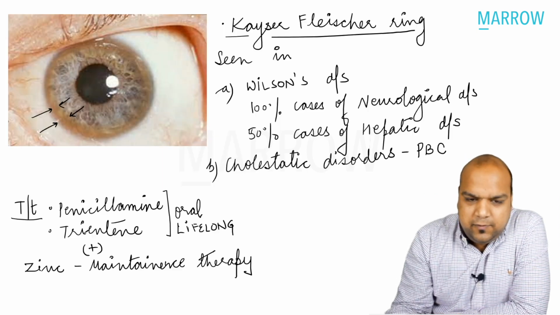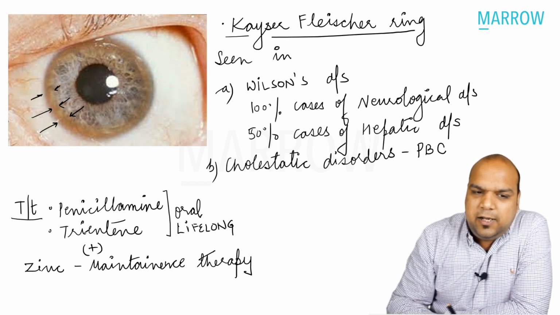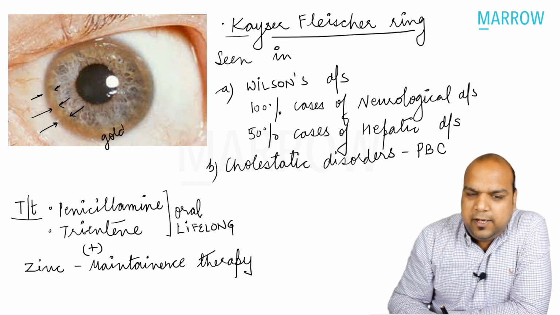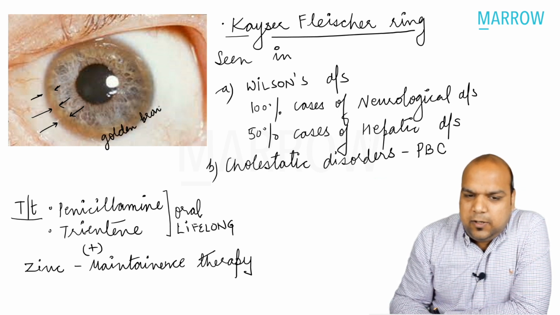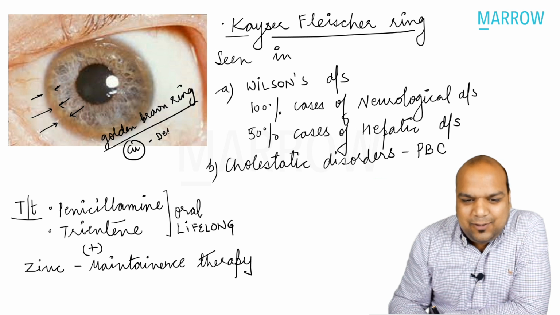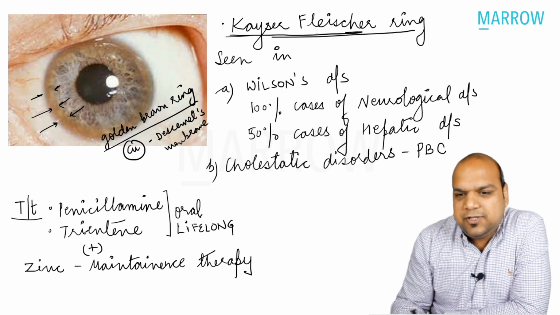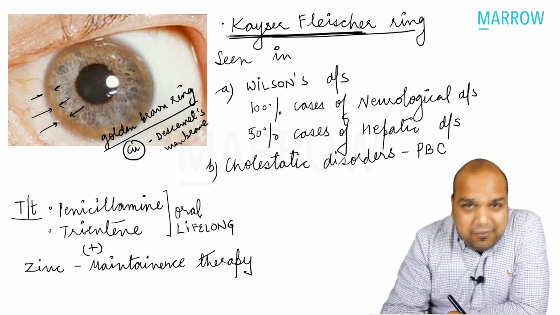Done? Moving on. This is, all of us know, everybody, we can see the cornea. On the cornea, we can see a golden brown ring peripherally due to deposition of copper. In which layer of the cornea, everybody? Descemet's membrane. Yes, so this is what, everybody? Kayser-Fleischer ring. All of us know Kayser-Fleischer ring.